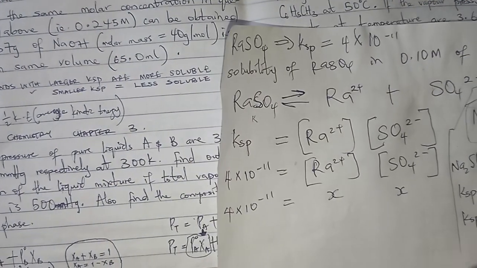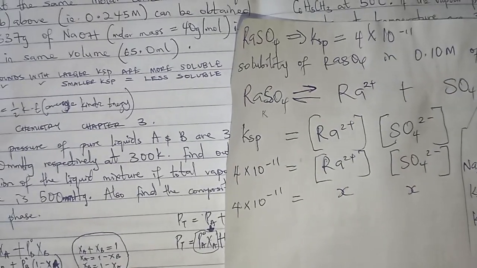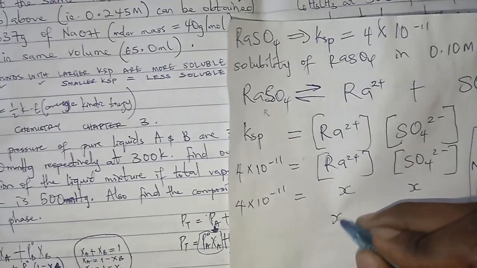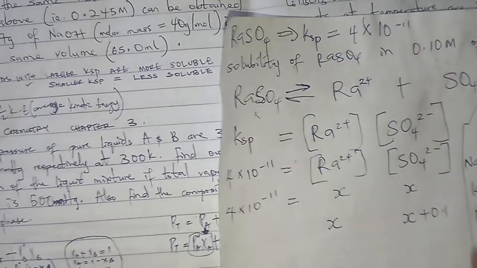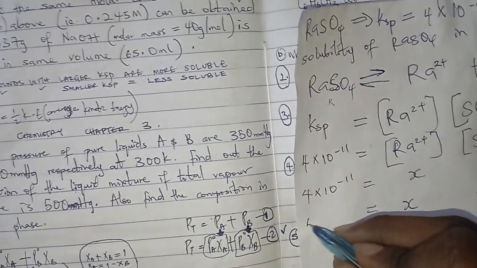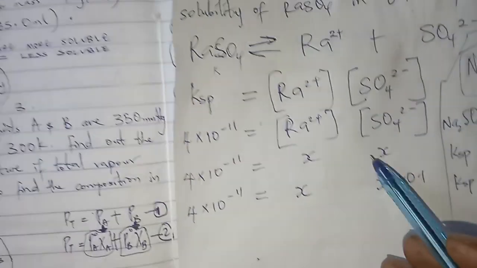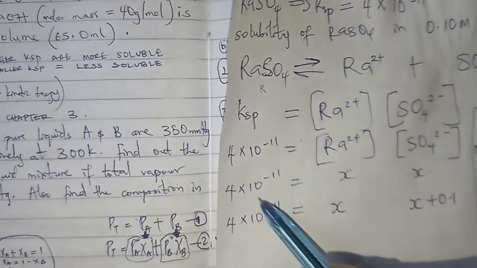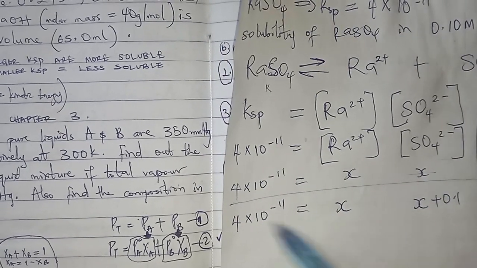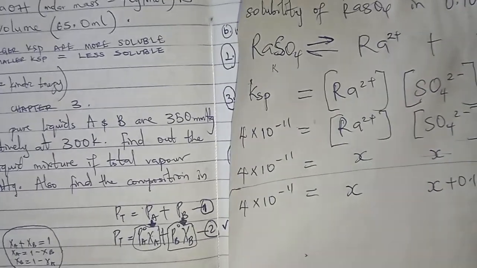So let's now say, since we are finding the solubility in sodium sulfate, that if it enters sodium sulfate, this remains X, and this one becomes X plus 0.1. So all these will be equal to 4 times 10 raised to the power minus 11. Remember the question: assuming we are asked to find the solubility of radium sulfate, this is what we will find, but inside Na2SO4. This is what I'm going to work with.